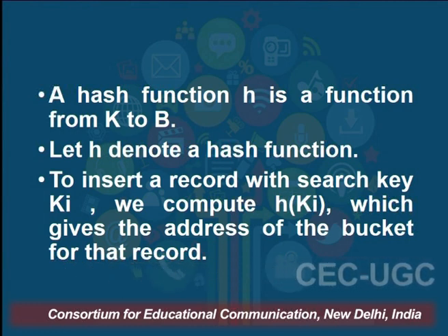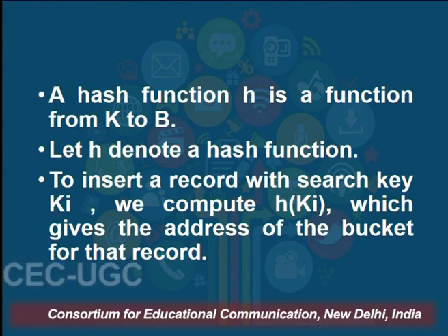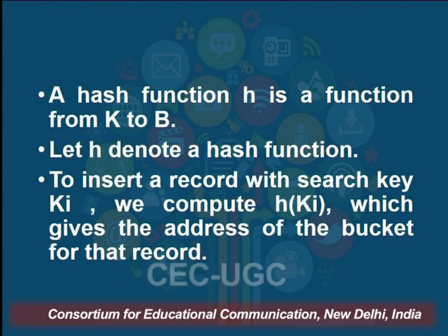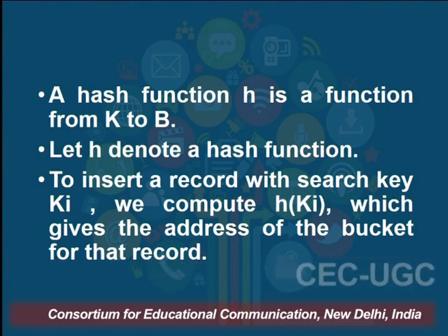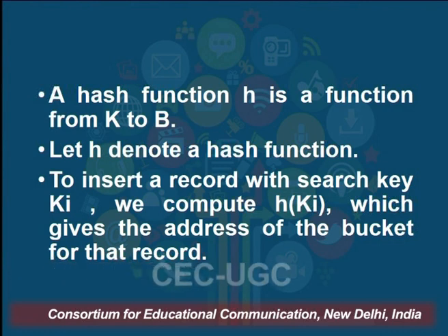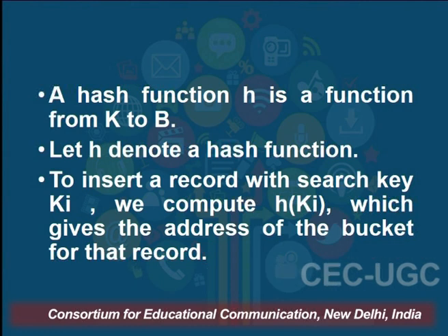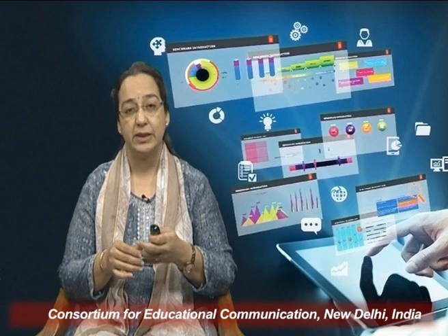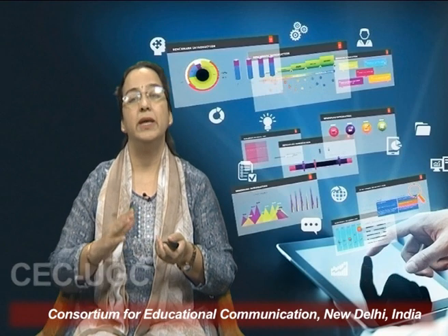Let us denote this hash function as H. To insert a record, or to access a record with search key K_i, we need to compute H(K_i), the hash function of K_i, and this H(K_i) gives us the address of the bucket for that particular record. For example, just a very small, layman example: let us say the search key is 1 2 3. Then 1 plus 2 plus 3 is 6, so this record could be in bucket number 6.